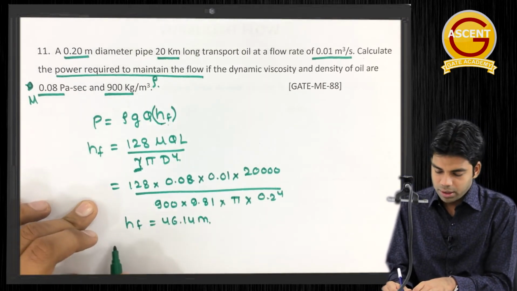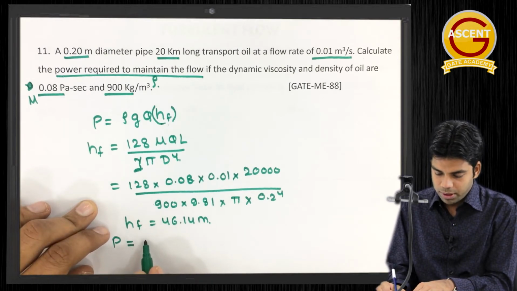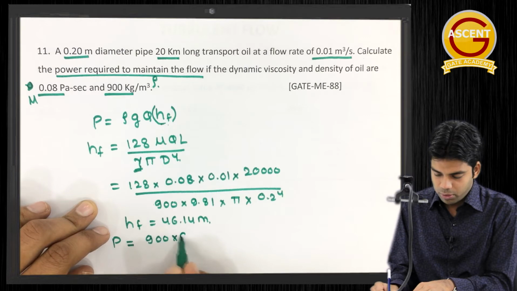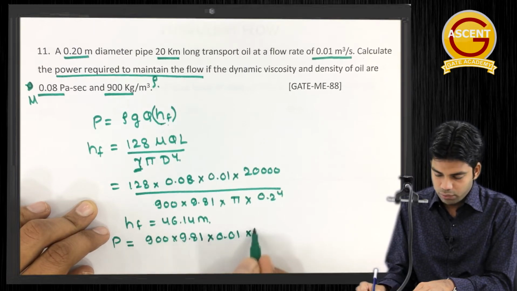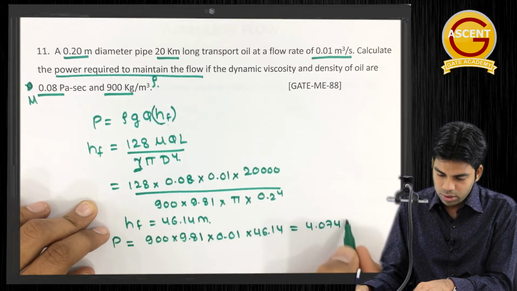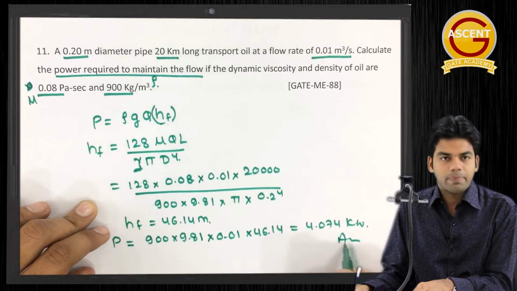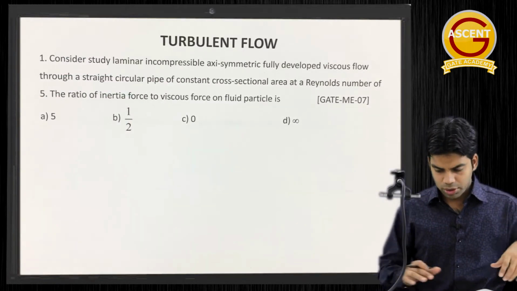Okay, now from here we can calculate the power, which will be equal to rho g Q HF. Rho will be 900 into 9.81 into Q, which is given as 0.01, into 46.14. So this will be equal to 4.074 kilowatt. Answer. Getting this or not? Okay, coming to next question.